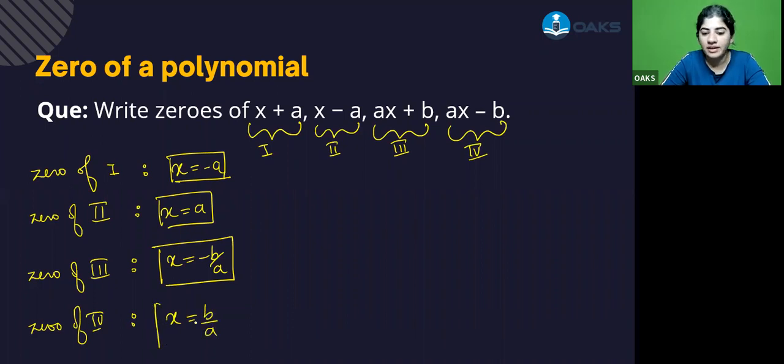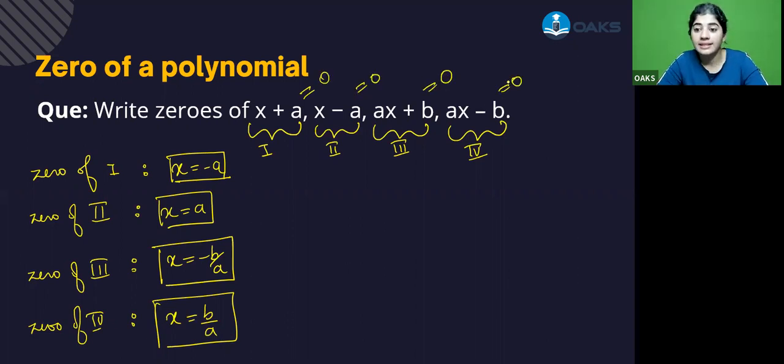So you got the point, right? You have to equate this thing equal to 0, and whatever value of x you get, that will be the zero of that polynomial. Understood this thing?